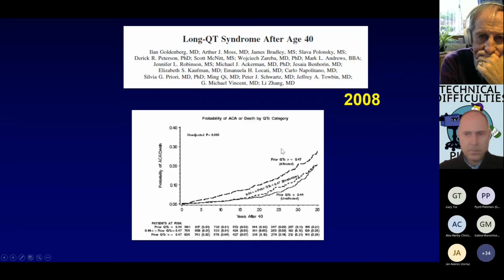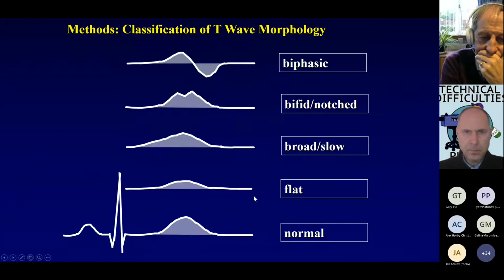And importantly, Dr. Goldenberg from our group did some analysis of people after age 40. So this time scale starts at age 40 and goes for 35 years up to age 70. And you have QTc above 470 over here. It's also higher risk than those below. So also in older adults with long QT, you may expect more events.